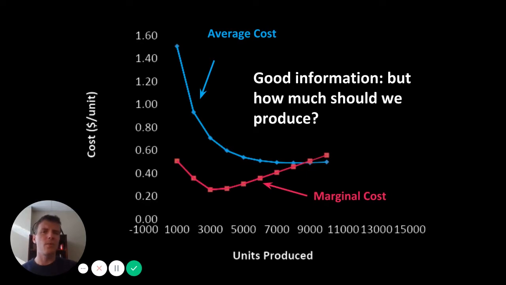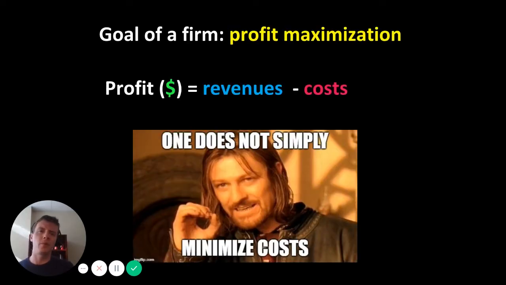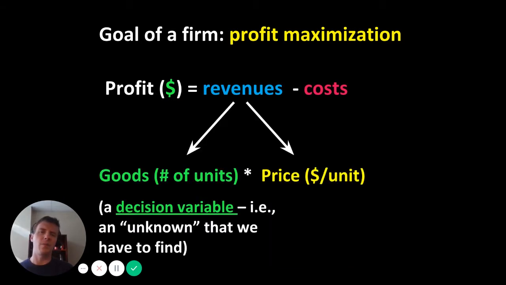How does that inform what level of production would be optimal? So remember, we started out today talking about profit maximization. So we're not just trying to minimize costs here. Profits are equal to revenues minus costs. Minimizing cost is certainly helpful in maximizing profits. If your costs go down and your revenues stay the same, your profits increase. But we also have to think about revenues, right?